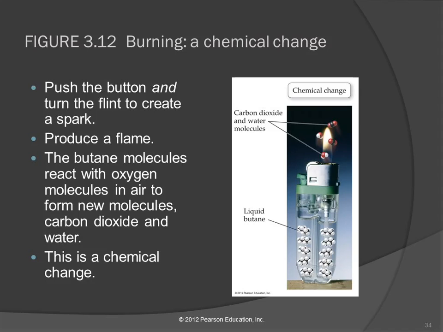If you flick the Bic and get a spark, you're going to have combustion occur. That's the purpose of having a lighter, right? Is to make little fires.